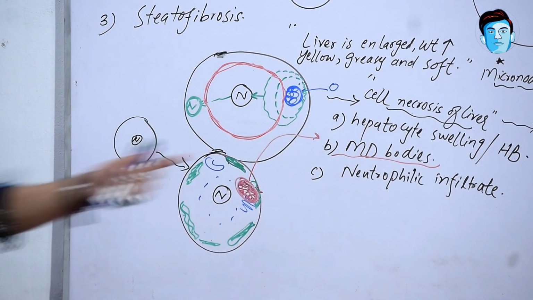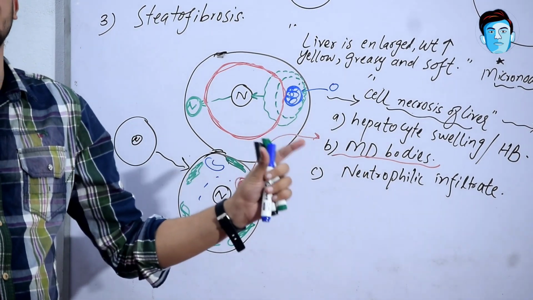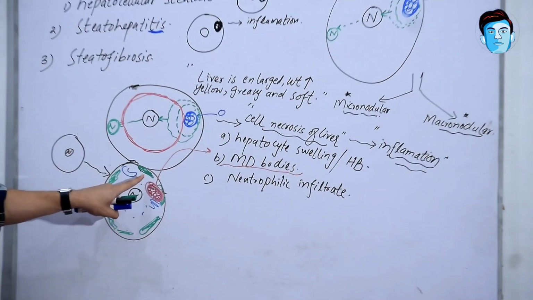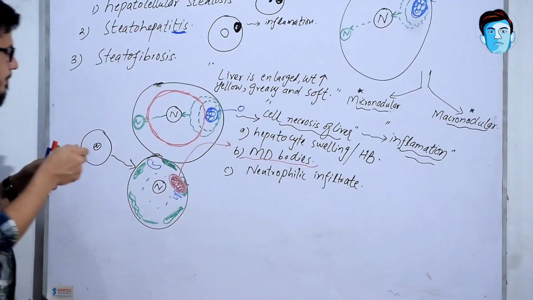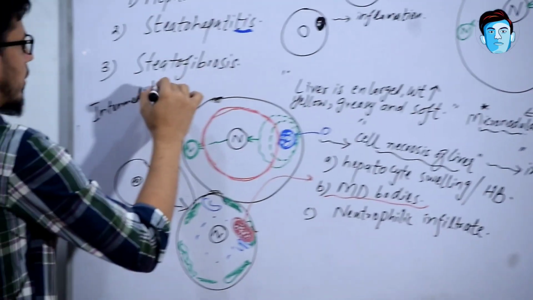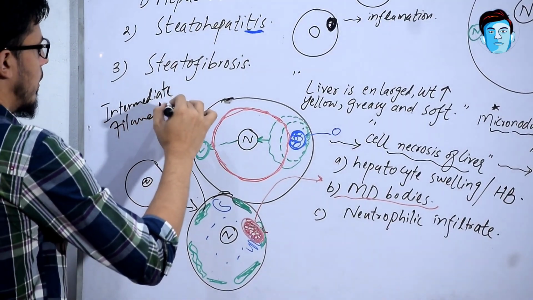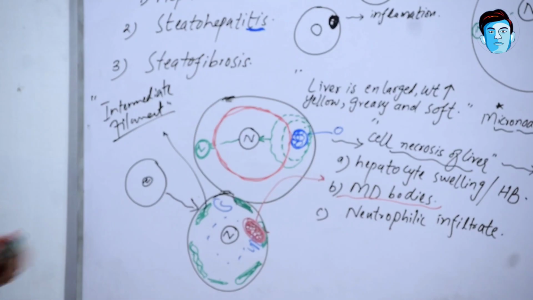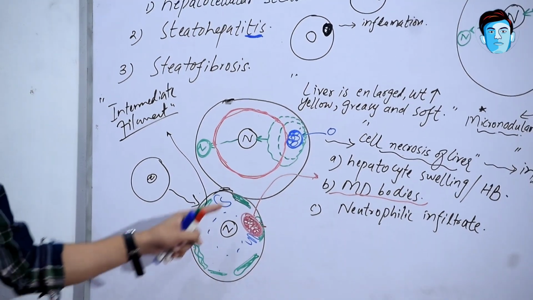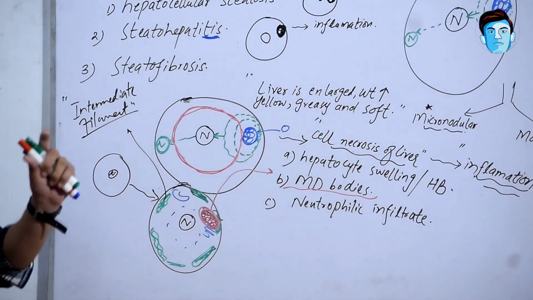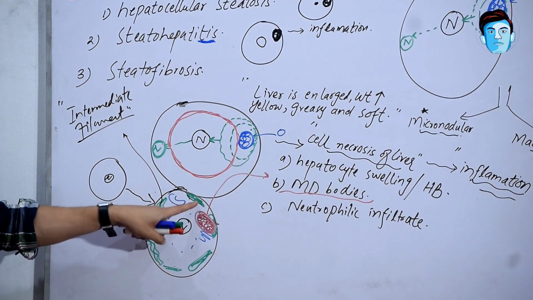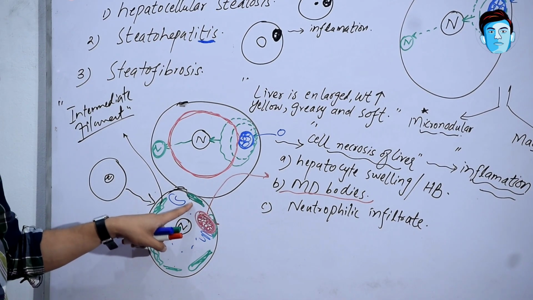So what are Mallory-Denk bodies? It is nothing but a tangled skein of intermediate filament. This special organelle that is present just below the cell membrane is called intermediate filament. It is a supporting filament present below the cell membrane. So when the hepatocyte increases in size, all cell organelles start getting degenerated, and along with that, the special organelle called intermediate filament, located just below the cell membrane, also starts degenerating.